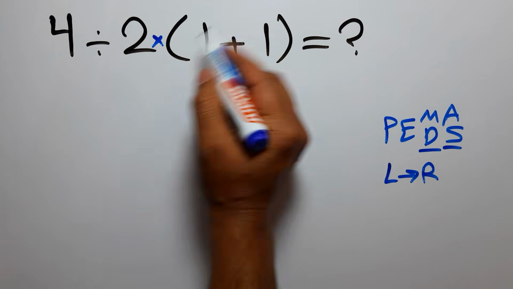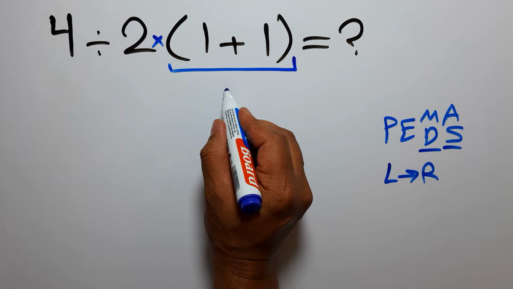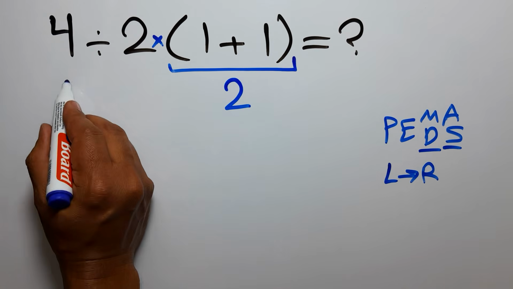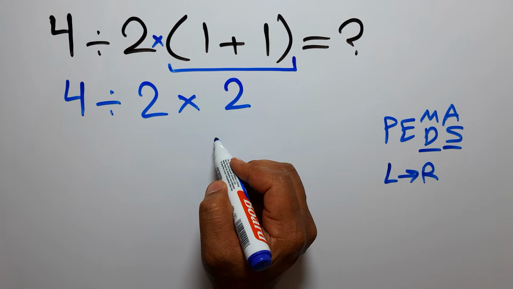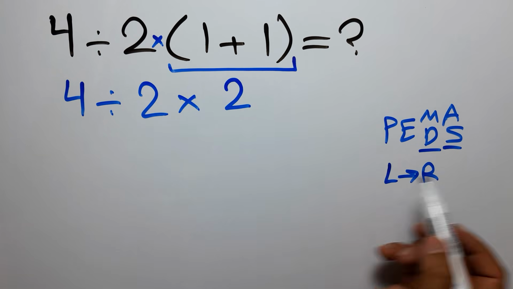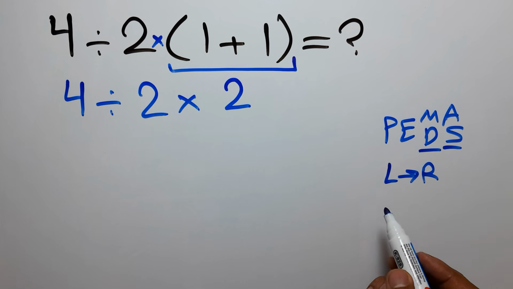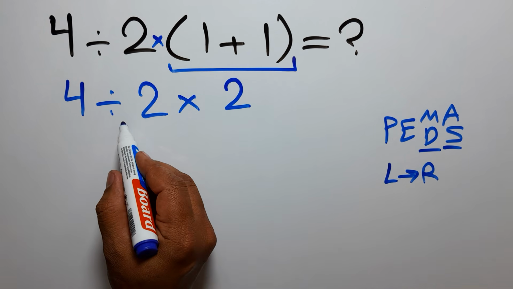So first we have to do this parenthesis. Inside this parenthesis, we have 1 plus 1, which equals 2. So we have 4 divided by 2, then times 2. Now we have one division and one multiplication. As I said, multiplication and division have equal priority and we have to work from left to right. So here, first we have to do this division.